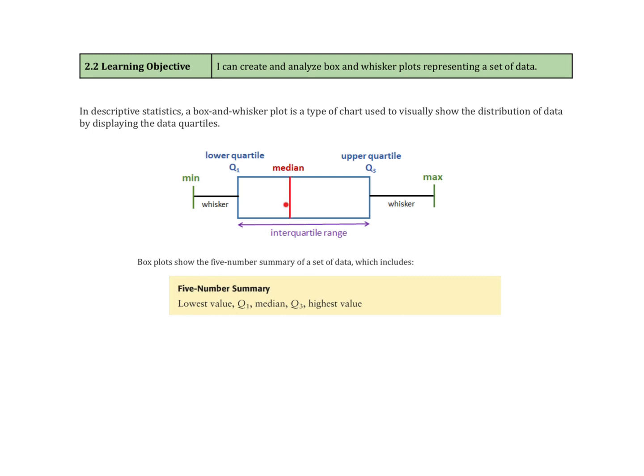Then we have the median, which is a line in the middle of the box. We have the upper quartile, or the third quartile, Q3, which is the right-hand side of the box, and that's the median of the upper half of the data. And then we have the highest value, or the maximum value, which is the end of the right-hand whisker.